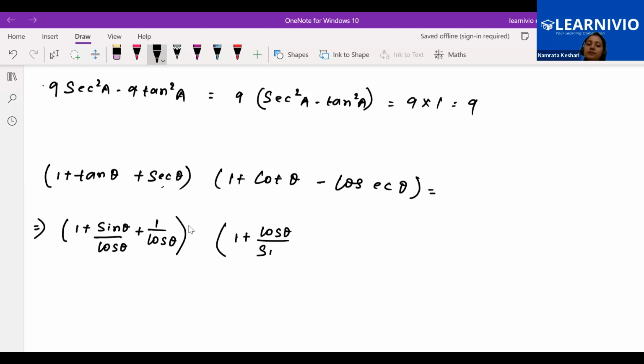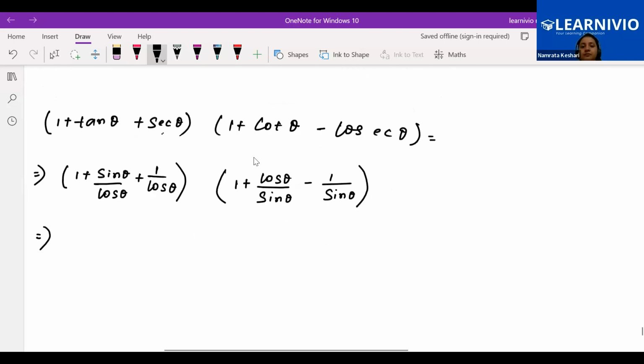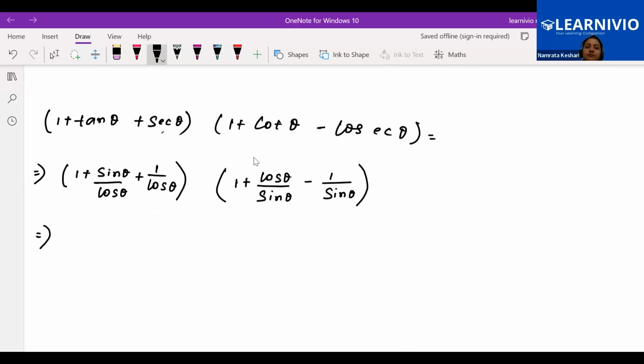Now please tell me what will be the next step. We will see the next step. Yes. Please take the LCM and do the simplification. Let me know what you are... Ma'am, a lot of background noise is coming from my side. Okay, just a second.